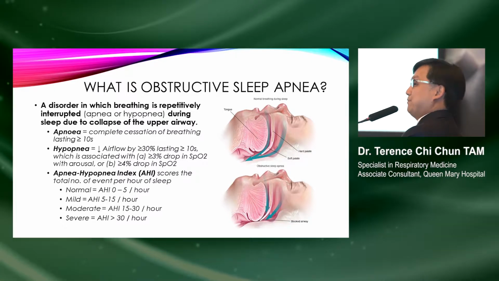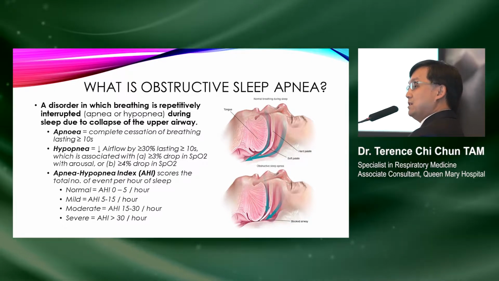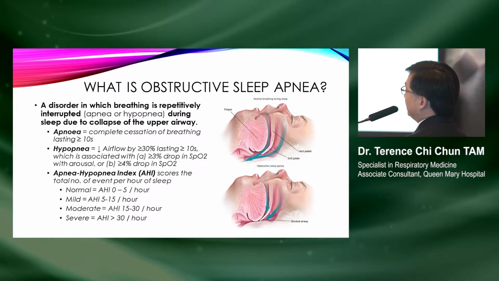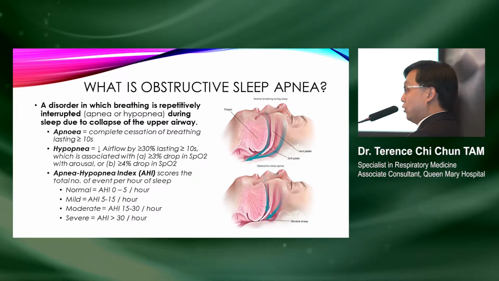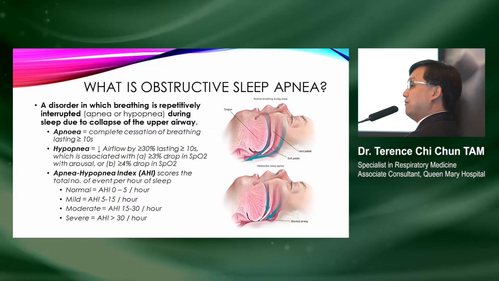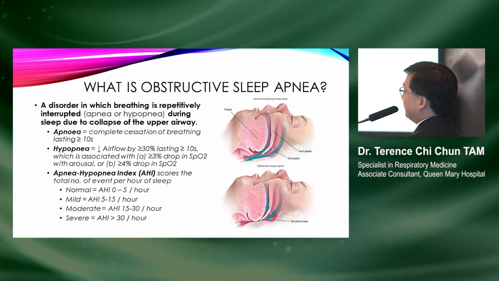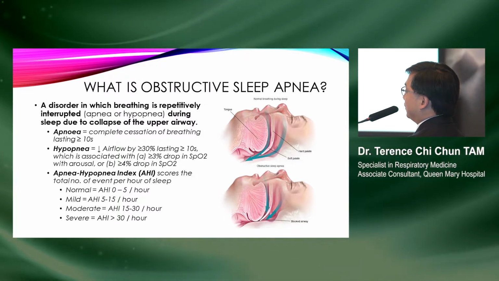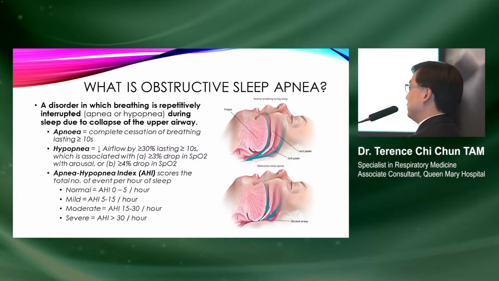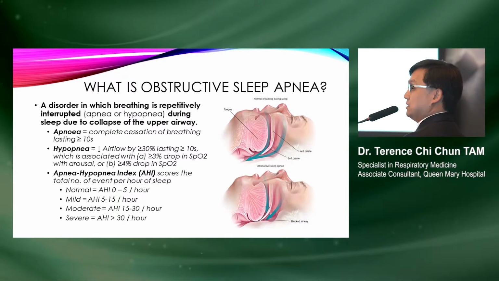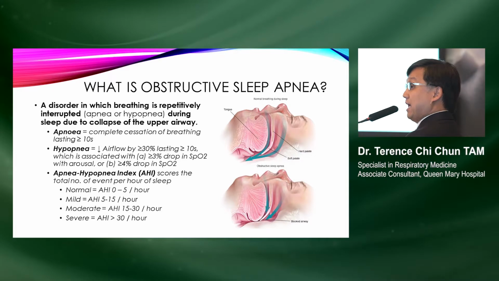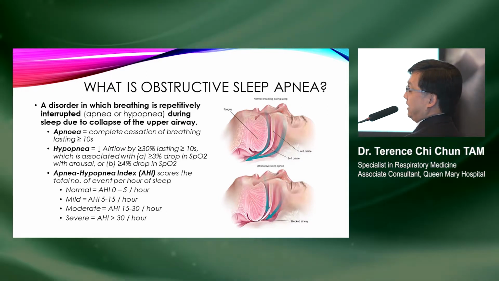Now, normal people do have a few events here and there over the night. So we score 0 to 5 as being normal, 5 to 15 as mild sleep apnea, 15 to 30 as moderate, and for those patients with severe sleep apnea, they have more than 30 events on average per hour during the night.